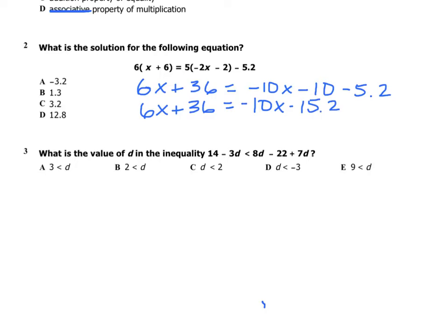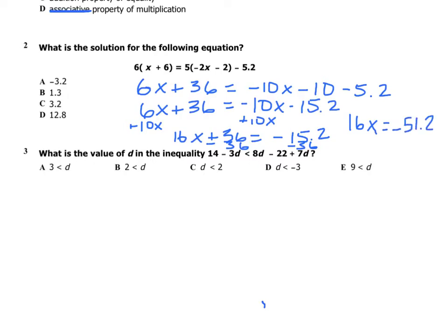I'm going to add 10x to each side. 16x plus 36 equals negative 15.2. We're going to subtract 36 from each side. Minus 36, minus 36. So now I have 16x equals negative 51.2. Goodness, I hope I'm doing the math correctly on this. I'm not using a calculator, and I'm doing it in my head here. All right, 16 into negative 51.2, and that's going to be negative 3.2, which is A, right there.